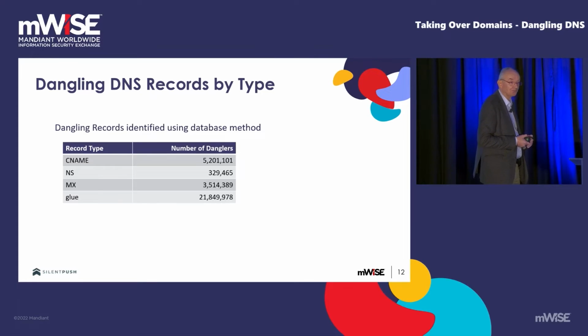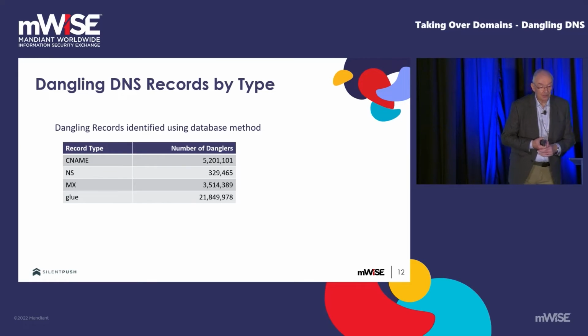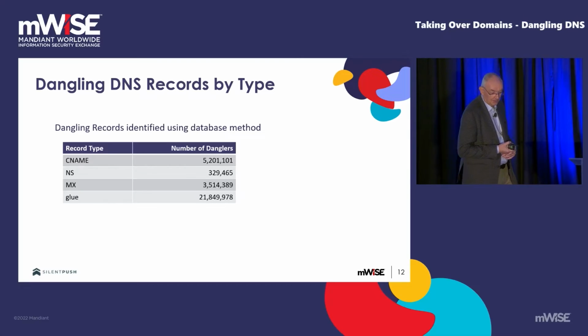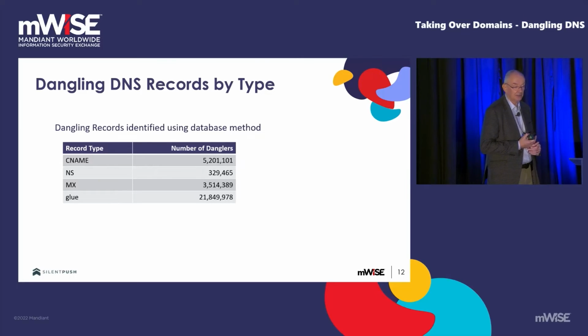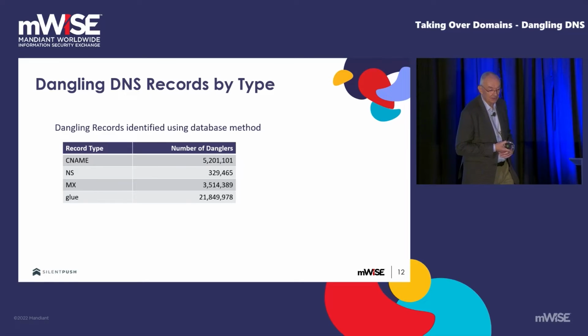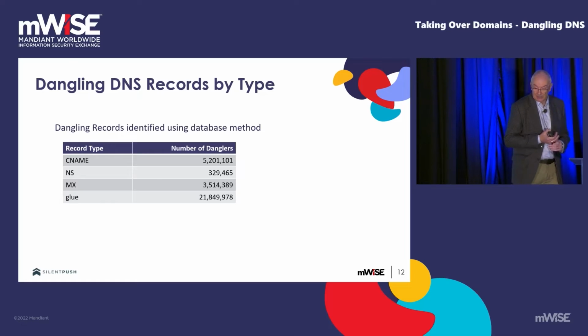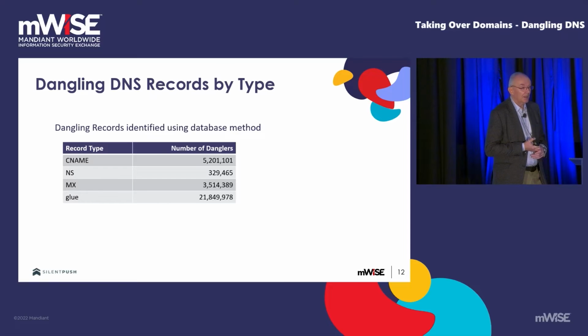for CNAMEs alone. And so now we also do the same for the other record types. So name servers is a lot smaller, but the impact of those is a lot higher. MX records also a considerable number, so 3.5 million of those, 5 million CNAMEs and so on. Glue record is quite a big problem. So we have almost 22 million dangling glue records. We have time at the end to have a small section on the glue record specifically. And there's a number of reasons why this number could be this high as well.